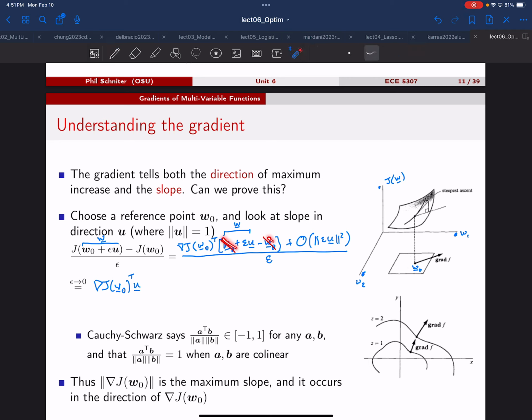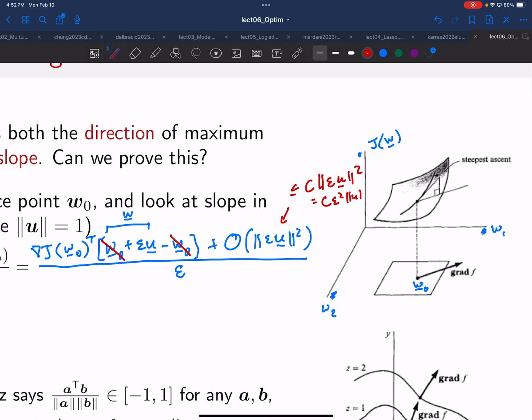Okay, then the question is, what about the big O term? What about this term? So remember that this term is less than or equal to C times epsilon times U squared. What happens, can we pull this epsilon out of the norm? What happens when we do that? Squares, right? Because we have the squared here. So this is C times epsilon squared times the norm of U.